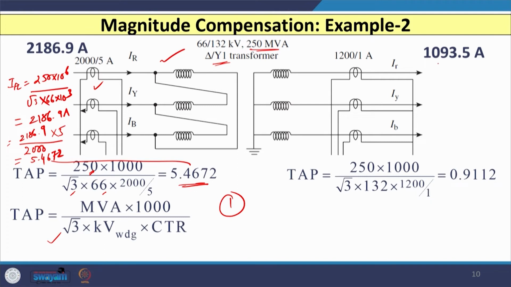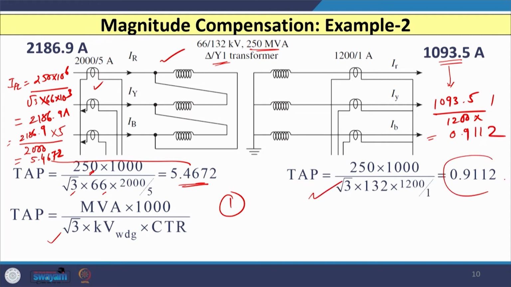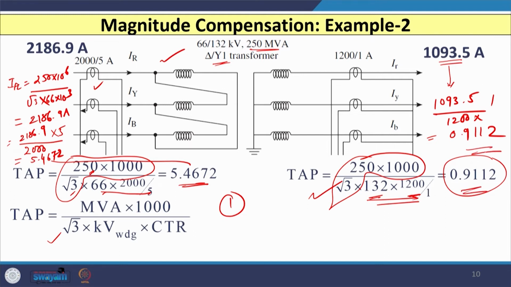Same way on the secondary side, if you calculate the full load current and transform this current with the CT ratio, that is 1200 by 1, you will have the value 0.9112, and using the tap equation also you will have the same value, that is 0.9112. This is because the other values remain the same, right, here also and here also. Either you calculate on the LV or HV side, the only difference is in these two values. So, if you change this, you will have this value, and here also you will have the same value, and if you divide, you will have the value one.